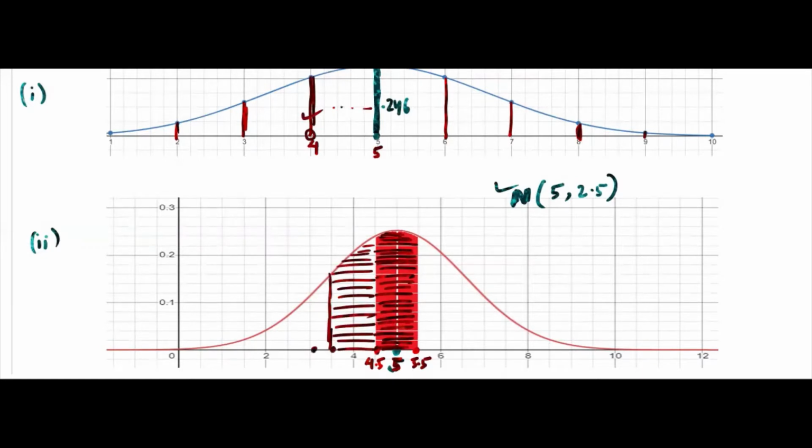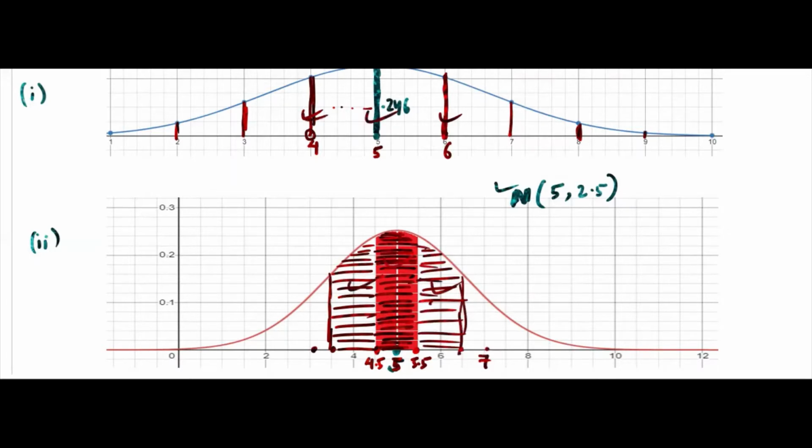Similarly, 5.5 to 6.5. Suppose this is 7. So this area should be equal to this area, only this length. Okay, this probability, and probability in continuous is area probability. This probability is equal to this area, this probability is equal to this area, this probability is equal to this area.